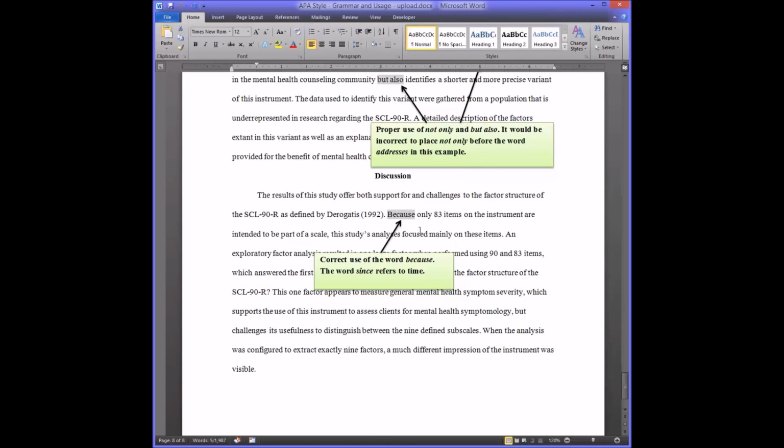In this example, a proper use of the word since would be, since the 83 items were initially formed, following studies have mainly focused on these new items. You can see in that example, the word since would refer to time, and here it does not, so we use because.